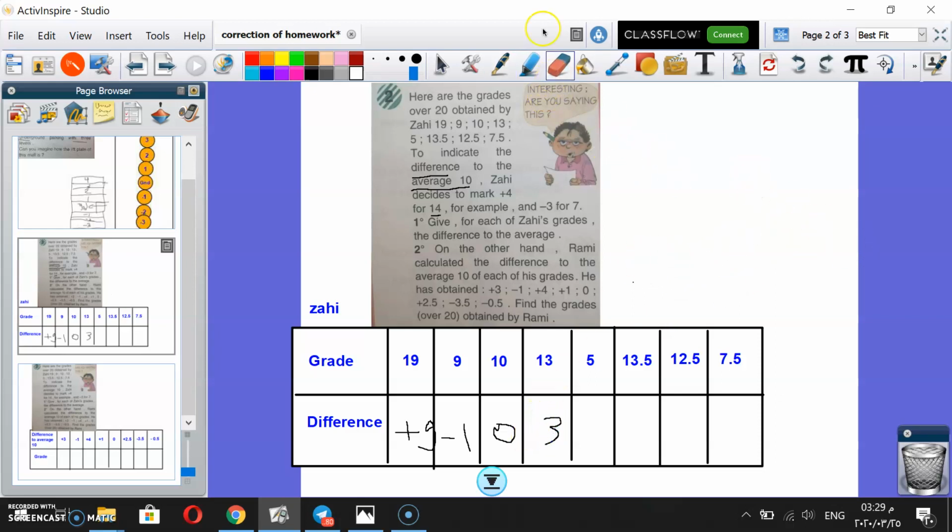5. So 5 over 20. So he is 5 grades below the average. So 5 minus the average equal, or plus 5, you can say, equal minus 5. You can put them on the number line and see the answer. So here is minus 5.